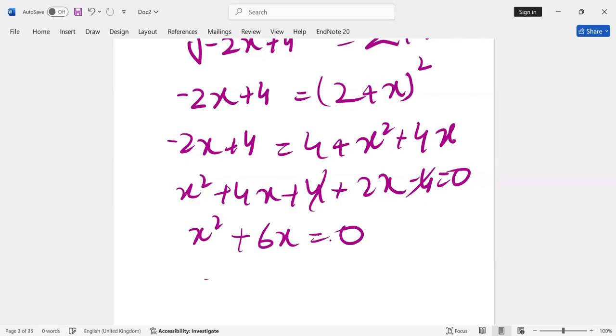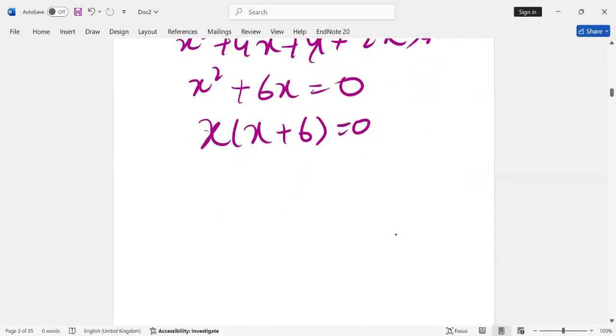Taking x common, we have x times (x plus 6) equals 0. Now we got x equals 0 and x equals minus 6. Squaring on both sides can introduce an extraneous solution, so you must check both solutions to see which is not a solution of x.